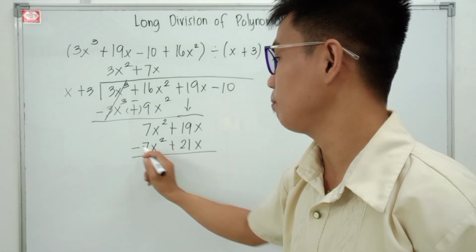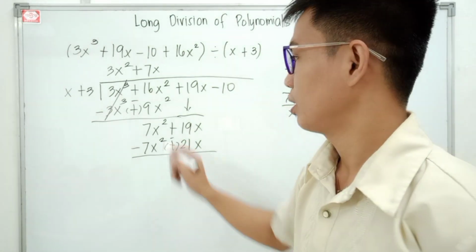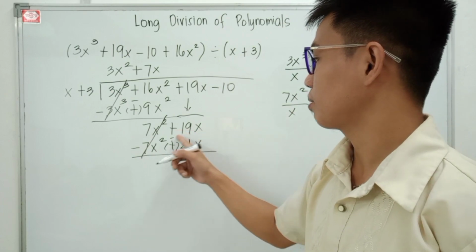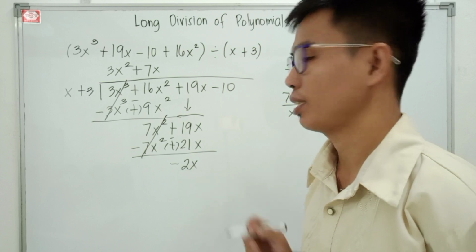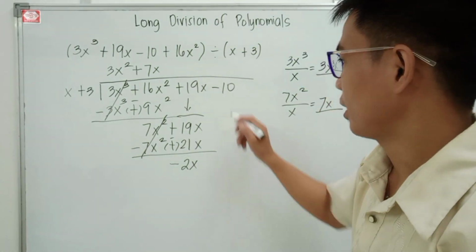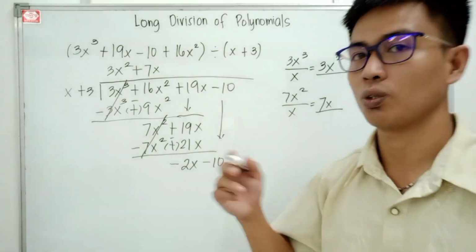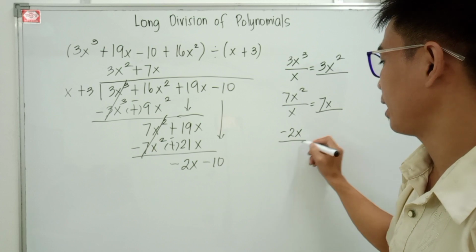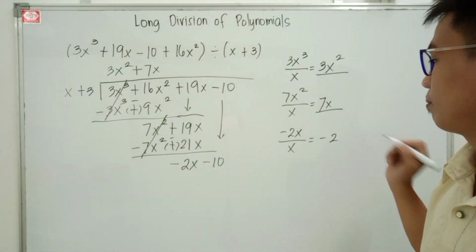Then proceed to subtraction, change the sign. So 7x squared will be negative, positive 21x will be negative. Then proceed to addition, cancelled. Then 19x minus 21x will be negative 2x. And then bring down the next term, that is negative 10. Then go back to the first step, negative 2x divided by x. So that will be negative 2.